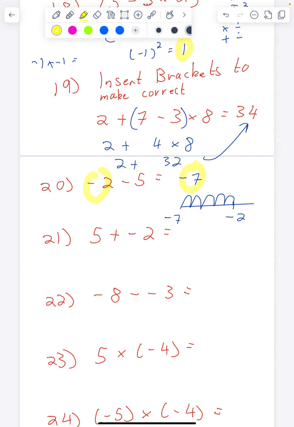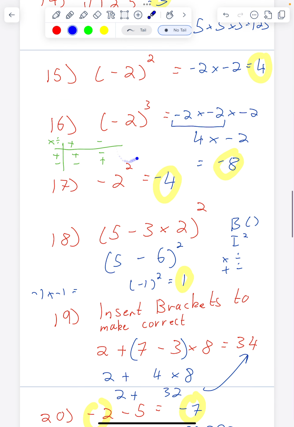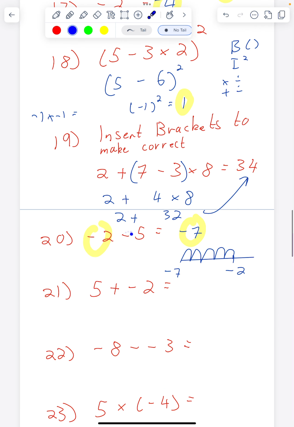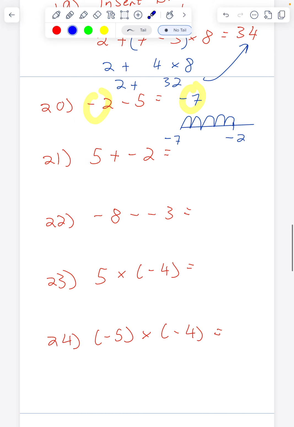Okay? Now, the whole two negative things makes a positive is only true for multiplication and division. The things we've just seen up here. This is not timesing or dividing. This is just subtraction. So be careful with that. This is not equal to +7. It isn't timesing or dividing. So it just means you're at -2 and you're going back by 5.